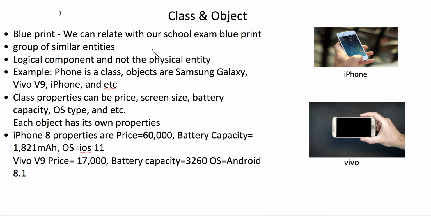So that's the basic difference between class and object. An object can be independent, it need not be dependent on other objects, whereas class is a blueprint which is a logical entity. Using that logical entity, you could create n number of physical objects. So those are the major differences between class and object.